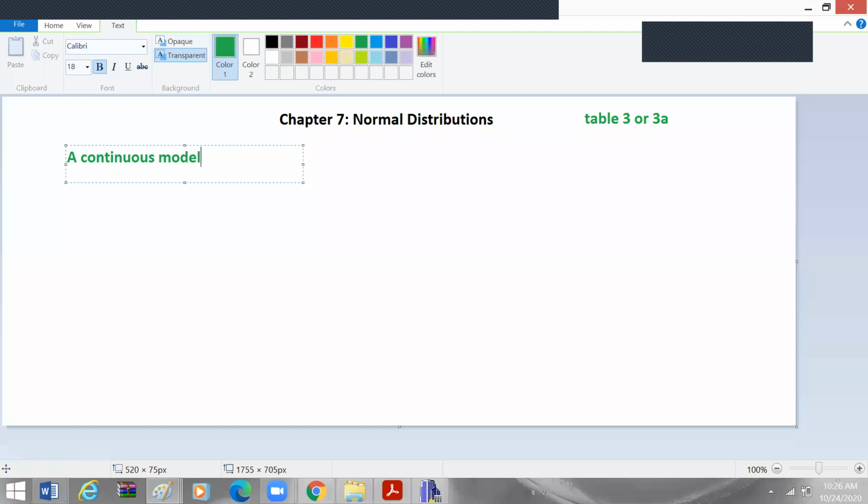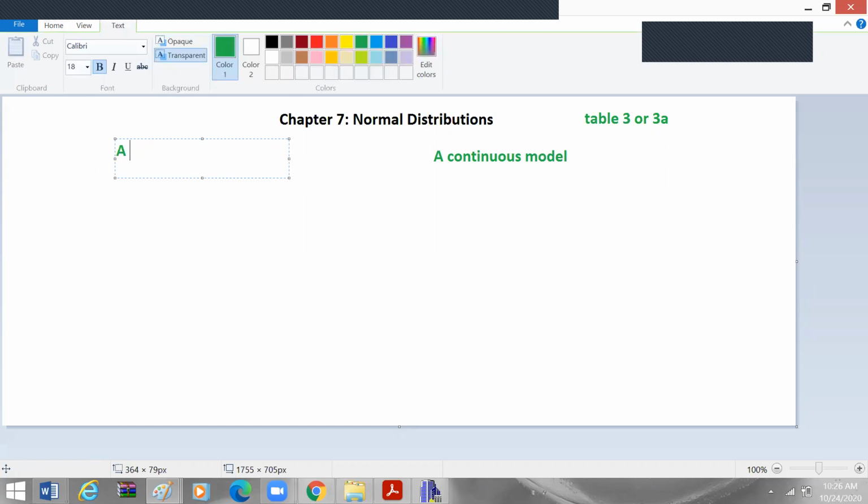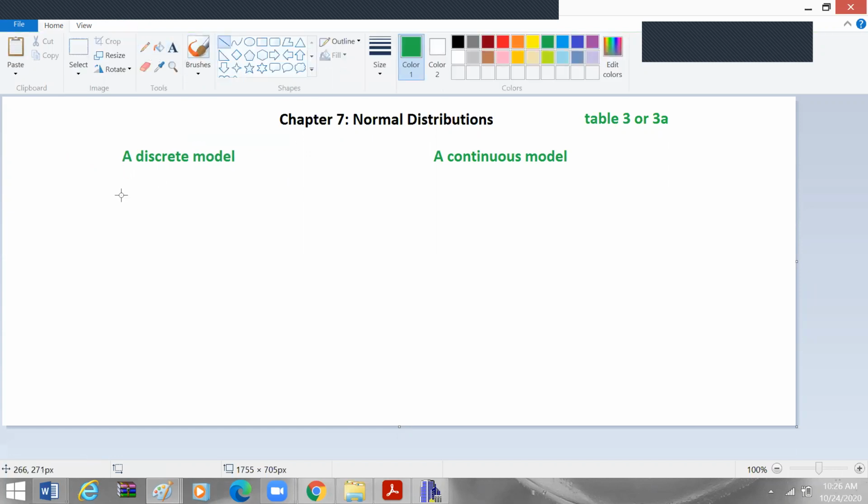So what do we mean by continuous model? For instance, I give you a line, and this is different from chapters 6 and 7. From chapter 6 we have a discrete model. So this one is the discrete model, and this one is the continuous model. For instance, I might give you certain points like this, right here and there.